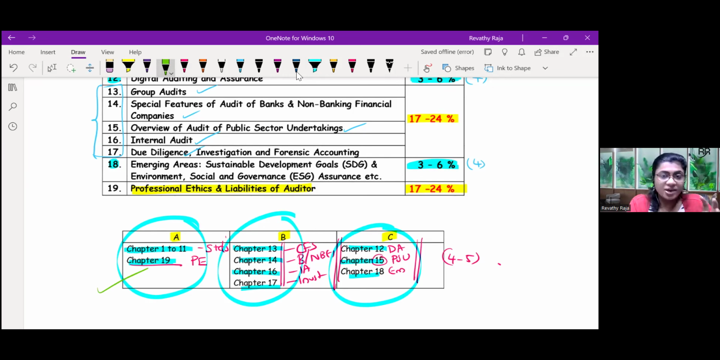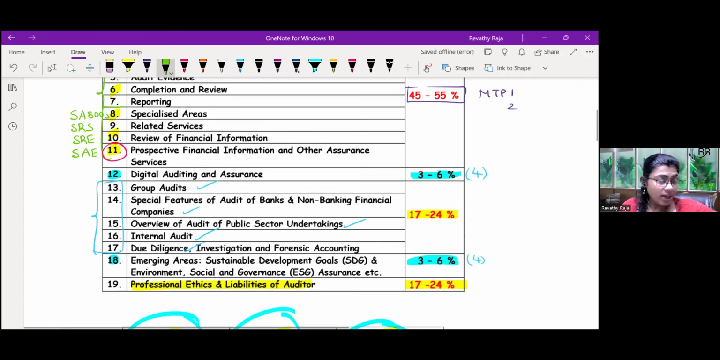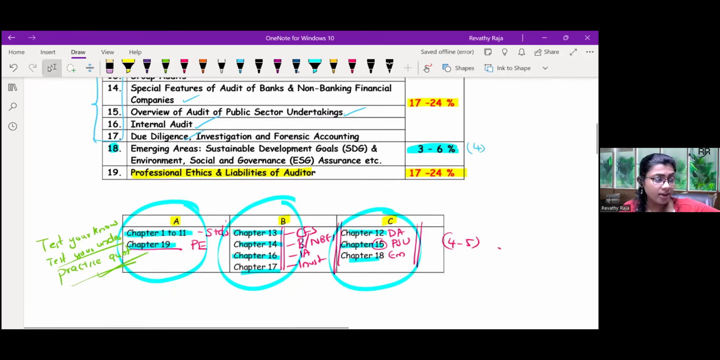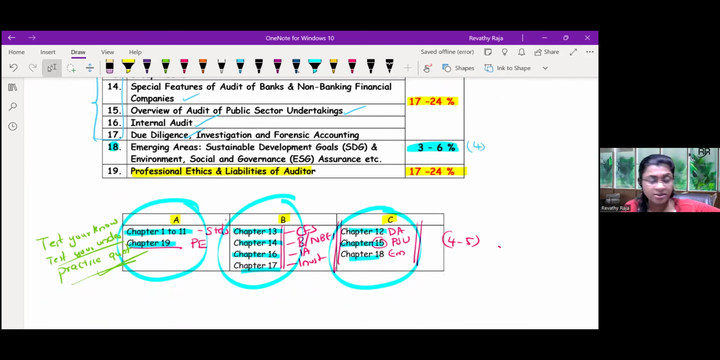So study the short notes, go through the highlighted portions in your material, and make sure you test your knowledge and test your understanding questions in the ICAI material. I do say that as practice questions. Now, I said about 19 chapters and A category, B category, and C category.